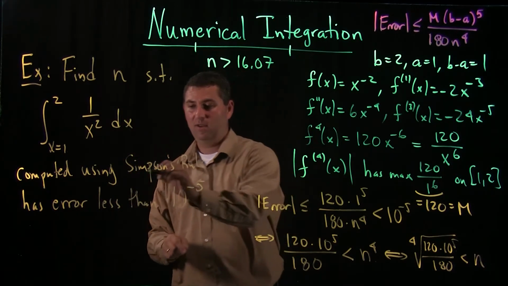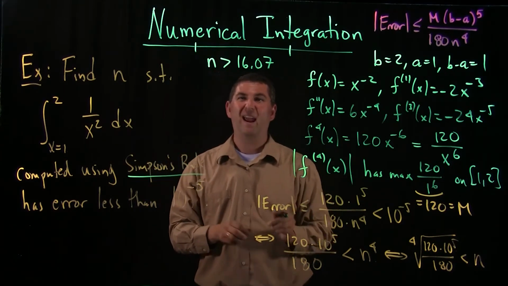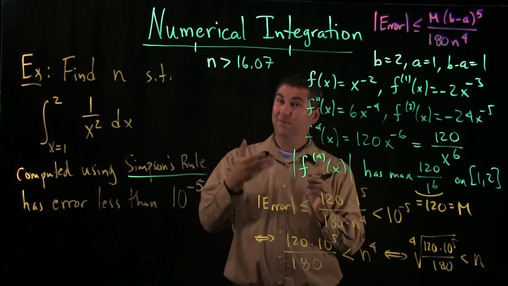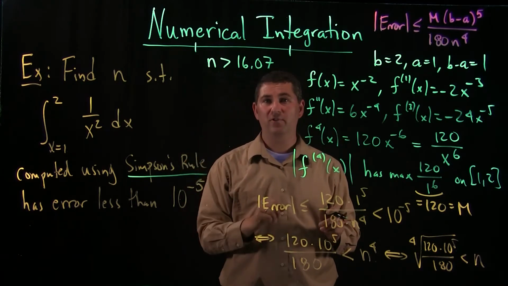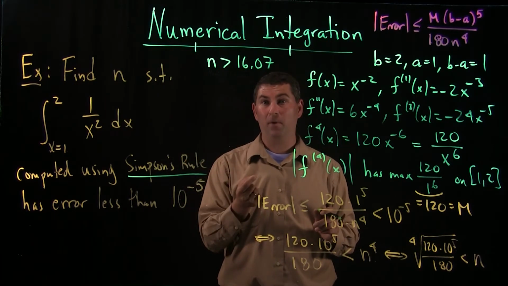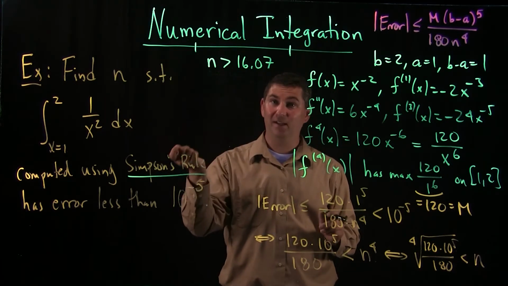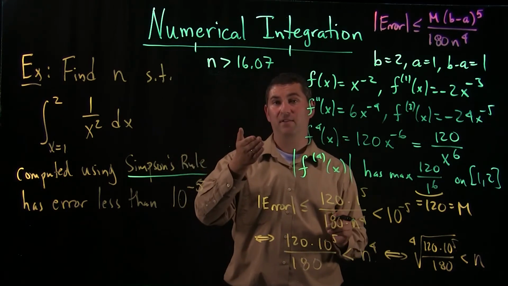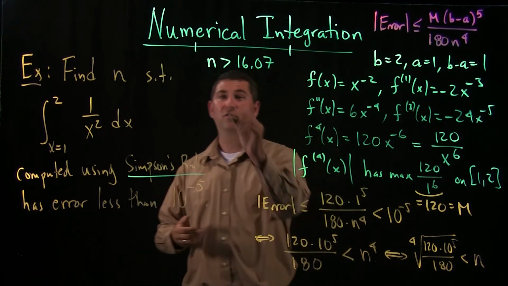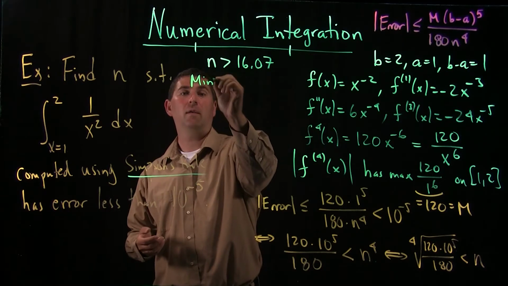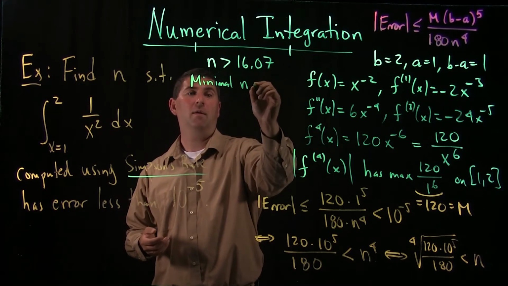We're using Simpson's rule. And we had this little rule about Simpson's rule, which is that the number of partitions had to be an even number. So I can't use 17. 17's not even. I have to use the next highest number. I have to use 18. So the minimal n is 18.